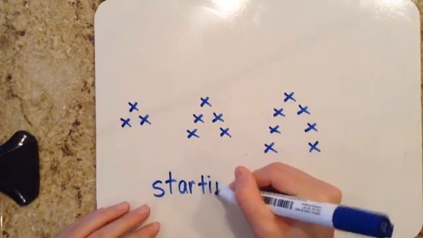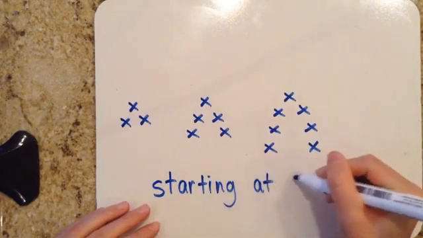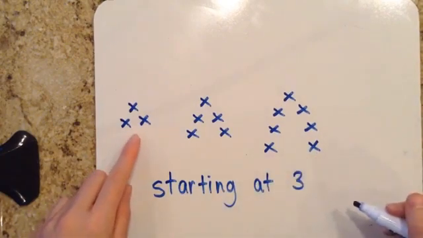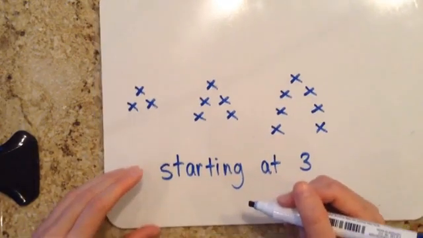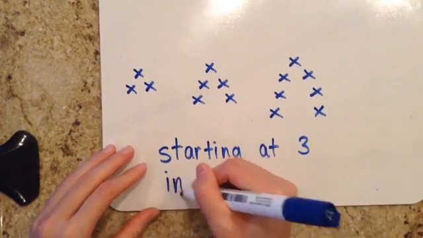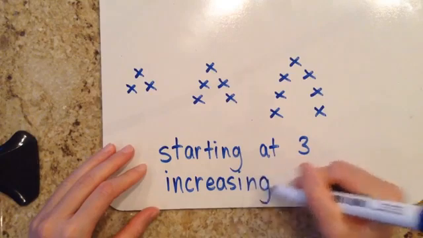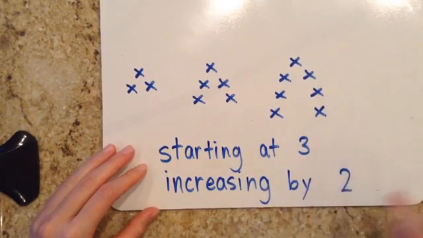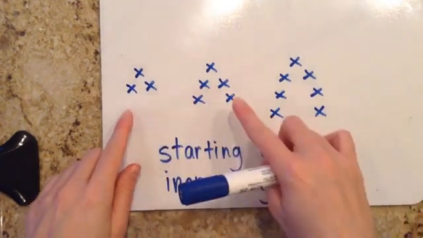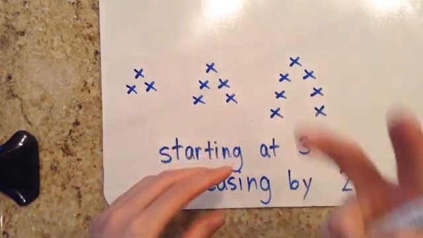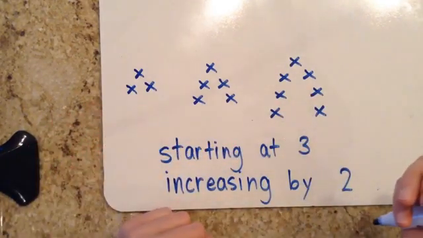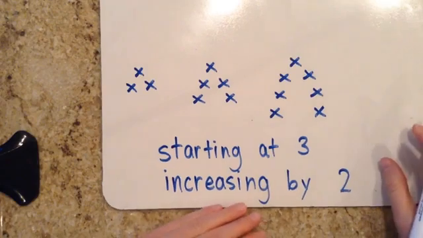To write this pattern rule, you would say, starting at 3, because that's the number I started with, and then you would say, increasing, which means growing, increasing by 2. That means every time you get to the next term, you grow 2 bigger. You increase by 2 every step of the way.